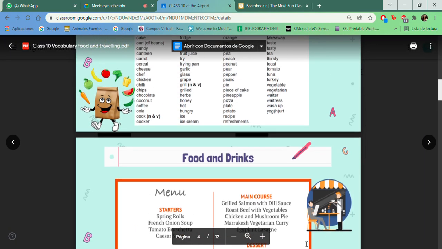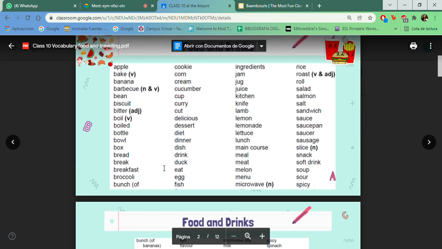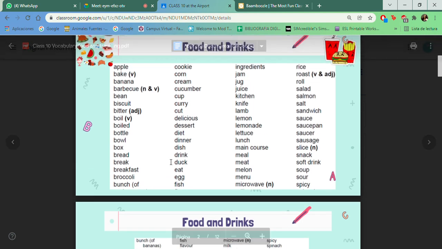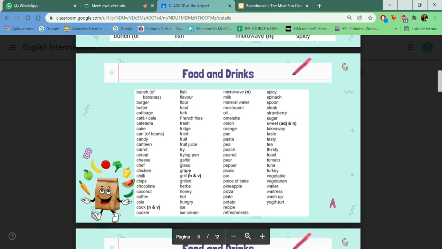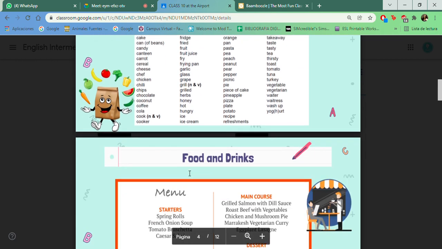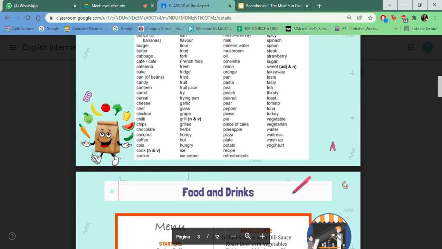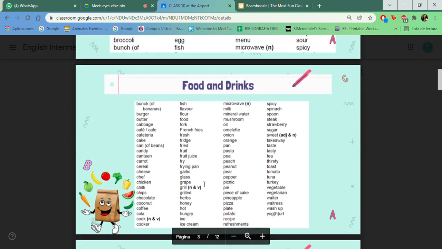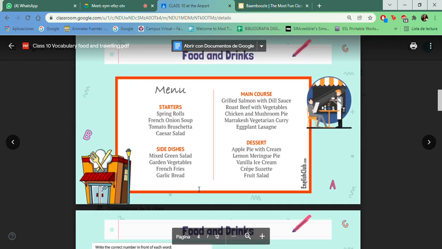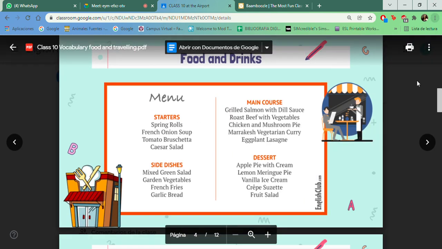So here you have all the food. Maybe I can show you a PDF with all the food that maybe you don't know. These are words I think you already know, because they are really easy words, but I just put them here in case you don't know them. Okay, good. So let's see the menu.